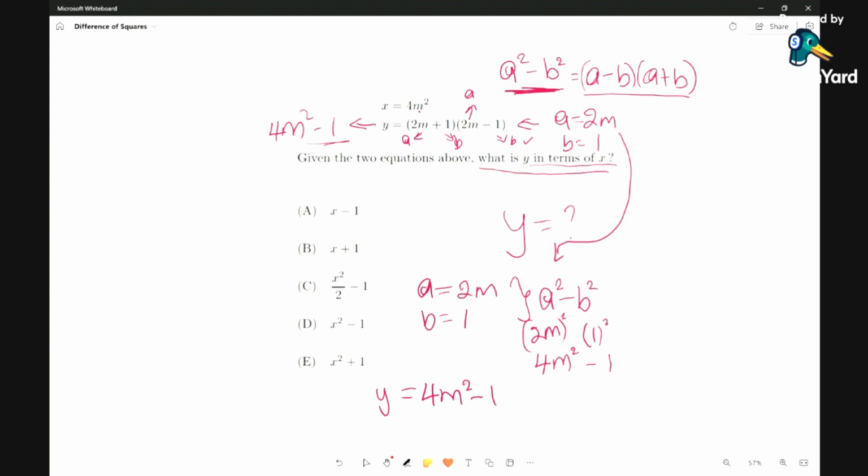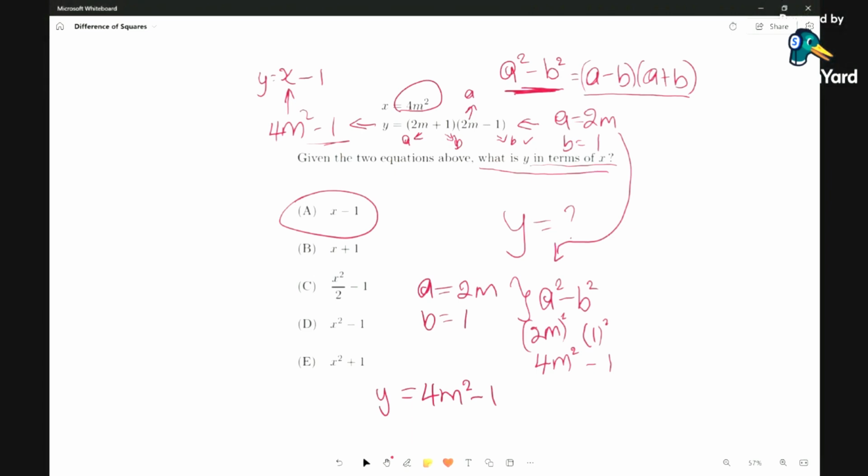But they told us that what? x is 4m squared. So in fact, if I'm looking at this, I can replace this with x because that's what x is equal to. So x minus 1. So what I'm being told here is y is equal to x minus 1. And so my answer is A. Okay? Now, let's say that for some reason you couldn't have gotten this without the difference of squares. That took me about a minute or two to complete, okay?